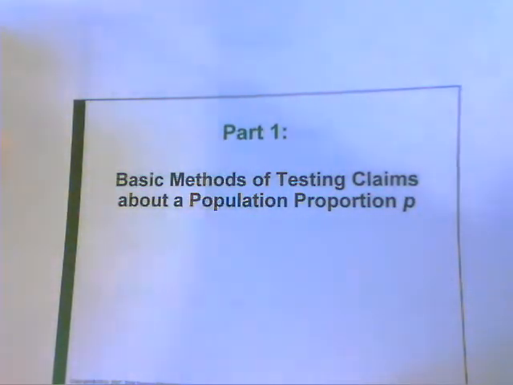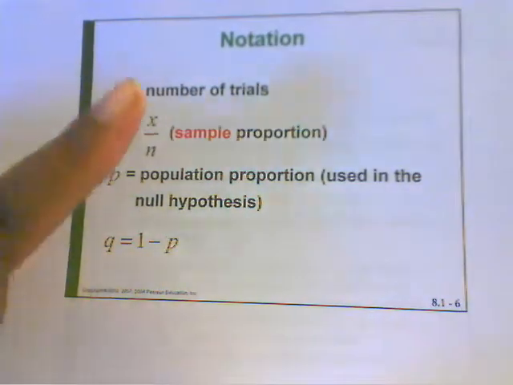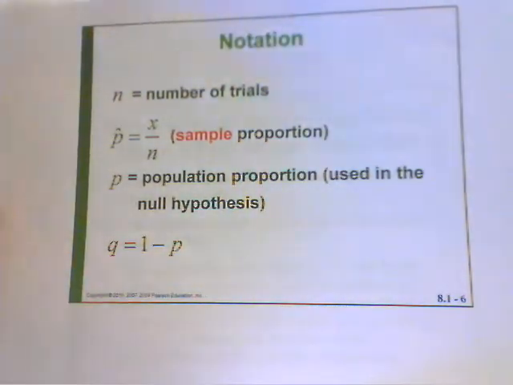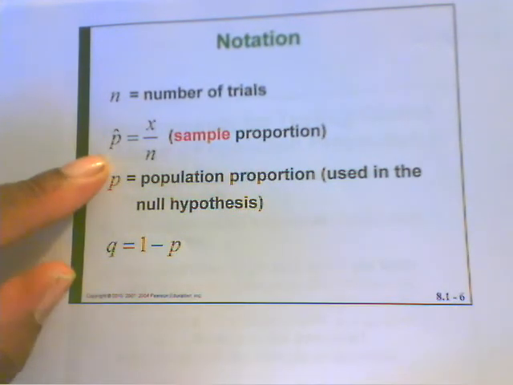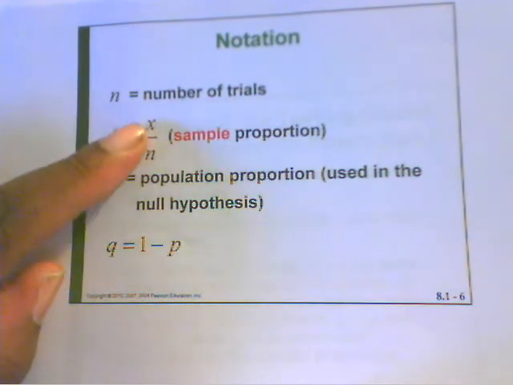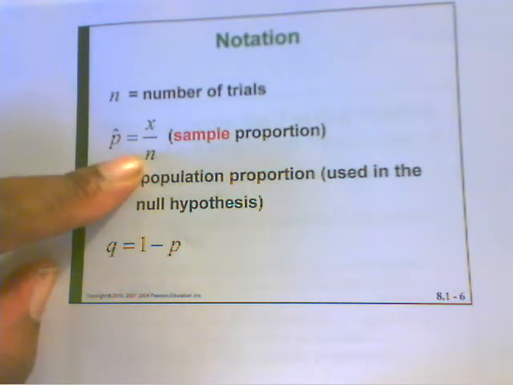All right, now let's look at some of the basic methods of testing claims about a population proportion, which is lowercase p. We'll start with the notation. N is the number of trials, or you can think of this as the sample size. P hat is your sample proportion. And sometimes P hat may be given to you, and sometimes P hat may not be given to you. In that case, you have to calculate that by dividing X, which is the number of successes, by the number of trials, or the number in the particular sample.